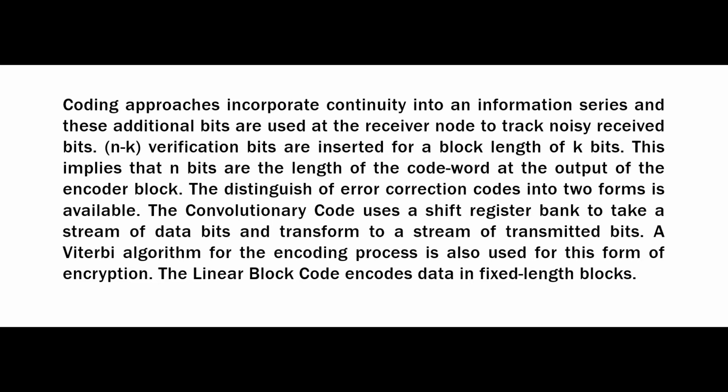The convolutional code uses a shift register bank to take a stream of data bits and transform it to a stream of transmitted bits. A Viterbi algorithm for the decoding process is also used for this form of code, while the linear block code encodes data in fixed length blocks.